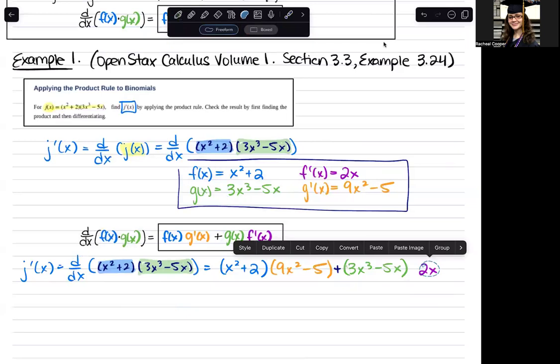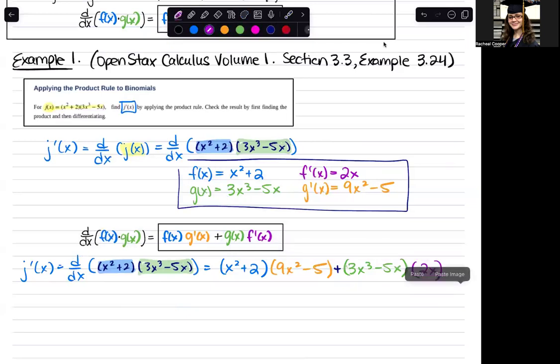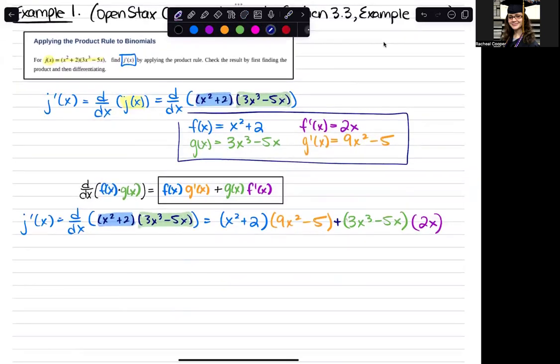And then, of course, we do want to simplify the algebra. And in this case, we have some foiling to do. We need to multiply x squared by 9x squared. That's 9x to the fourth. Then we multiply x squared times negative 5. Then we multiply 2 times 9x squared. And then finally, negative 5 times 2.